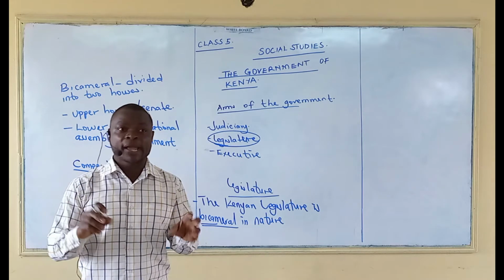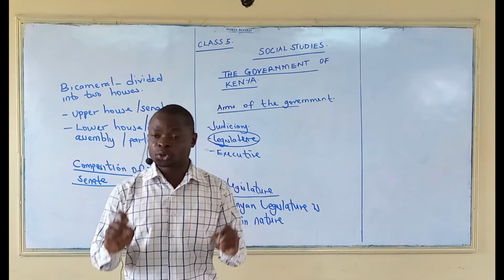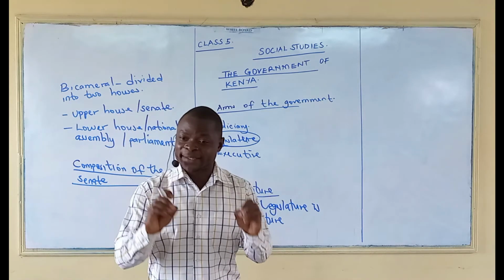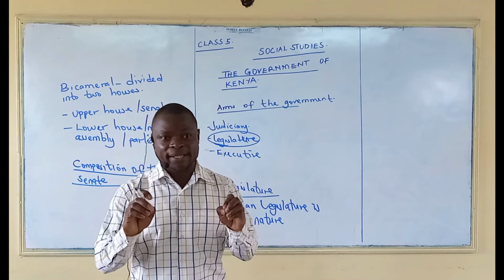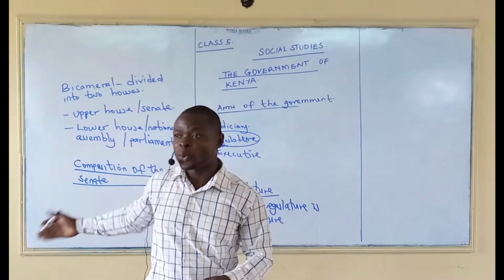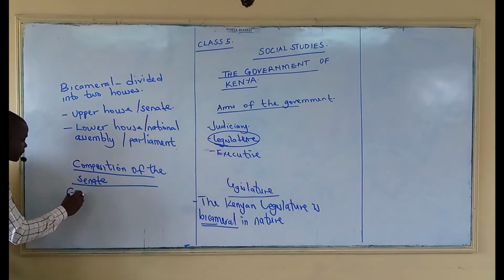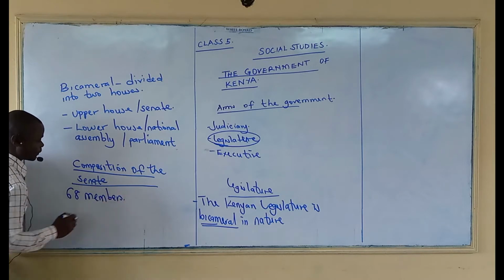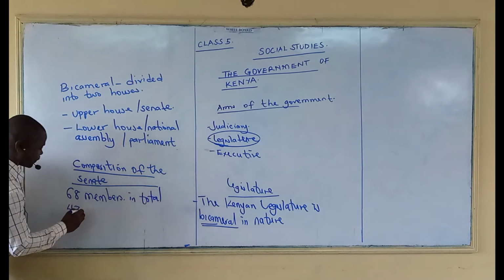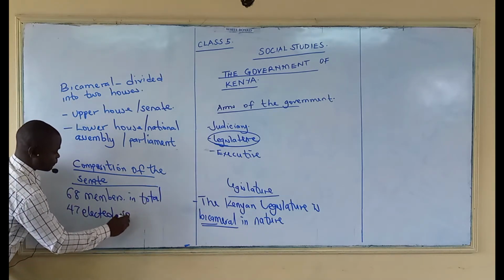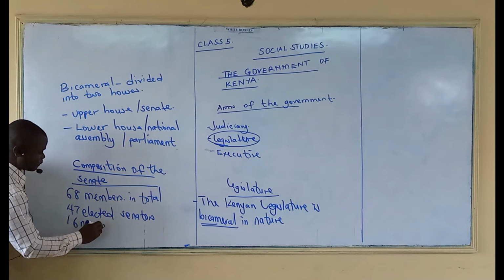Now, very fast, let us look at the composition of the Senate. When I talk about composition, I don't mean the one you write in English. The composition means who are found in the upper house. Who are these people who sit in the upper house, or the upper chamber, or rather the Senate? Remember, the Senate has a total of 68 members.